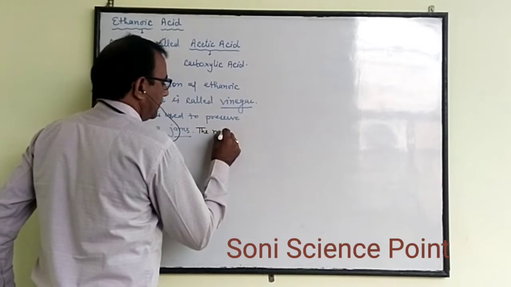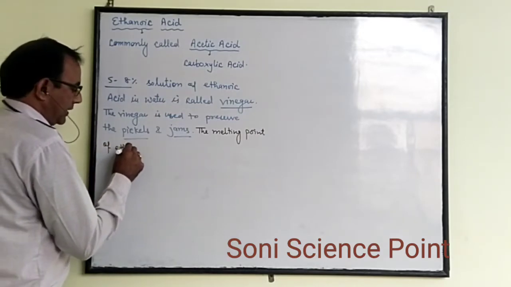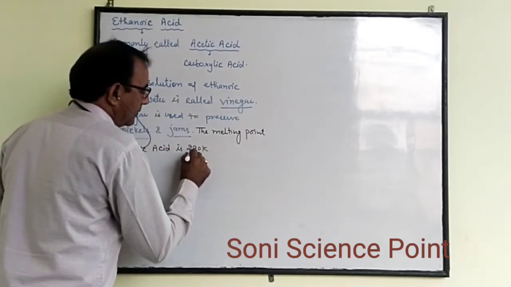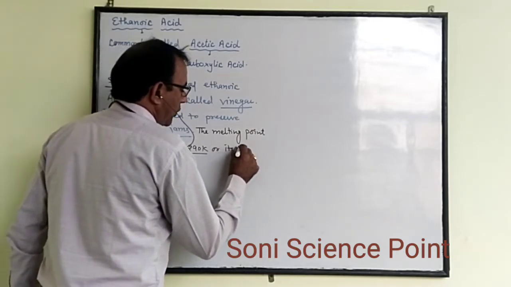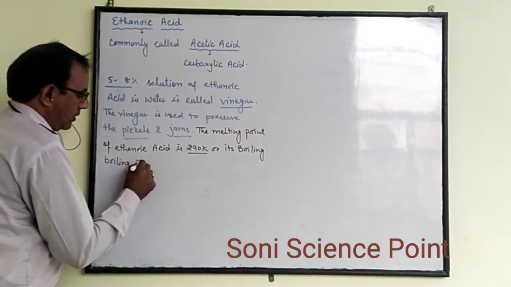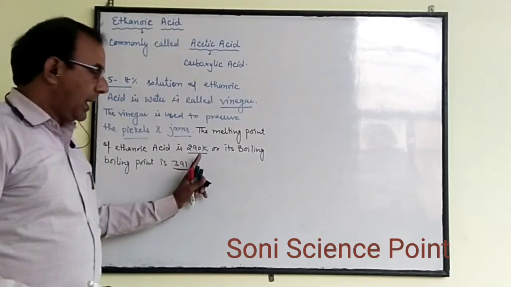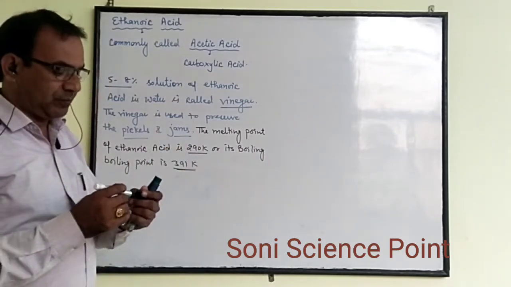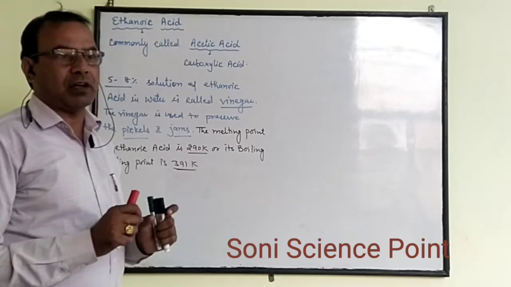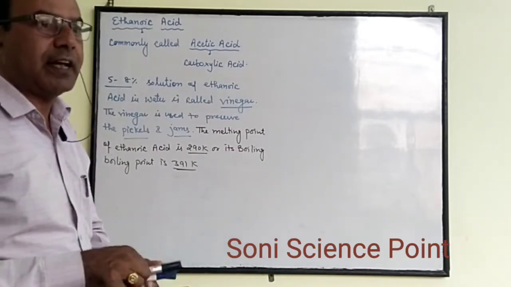The melting point of ethanoic acid is 290 Kelvin, and its boiling point is 391 Kelvin. Ethanoic acid has a melting point of 290 Kelvin. It means during the winter season or cold climate, the ethanoic acid freezes, and this frozen ethanoic acid is known as glacial acetic acid.